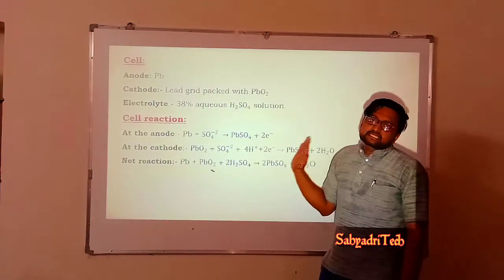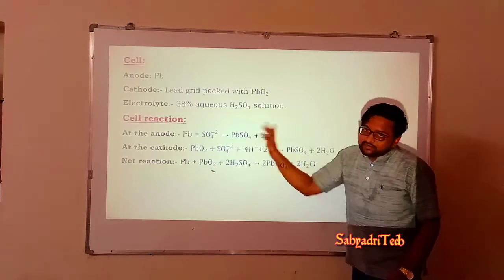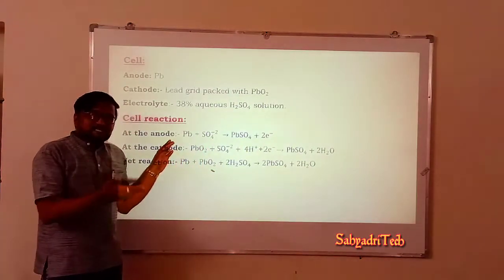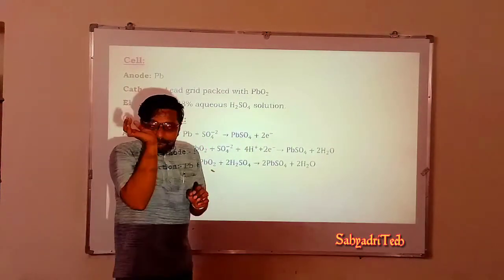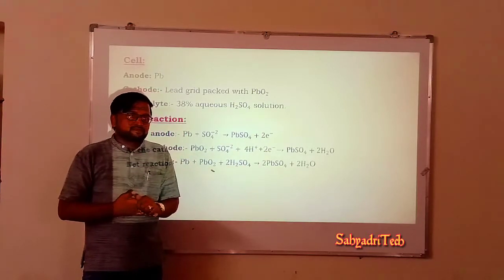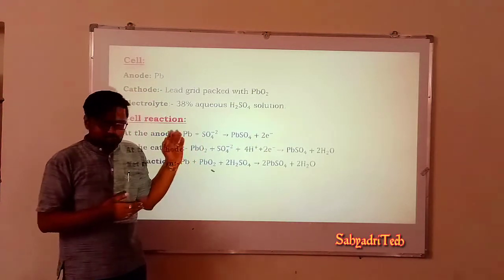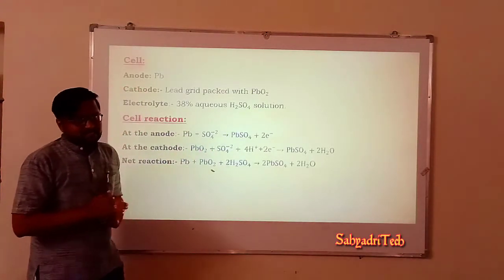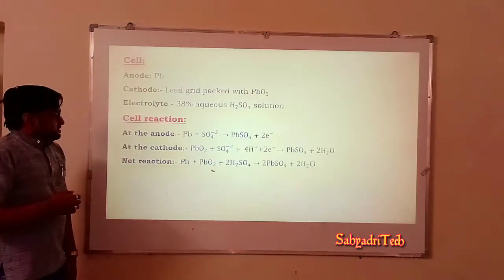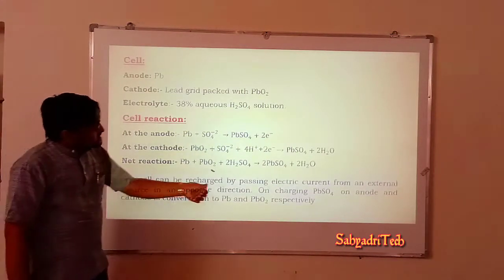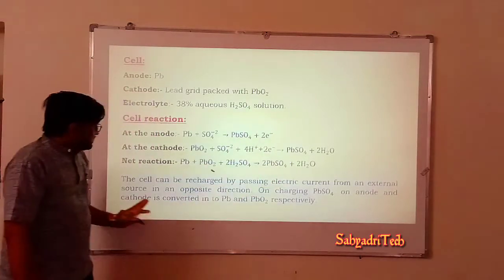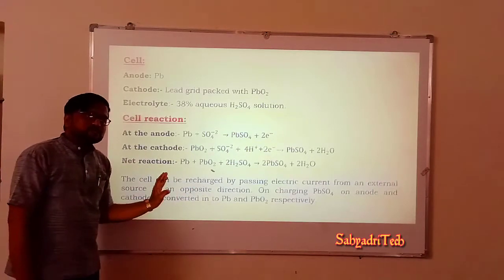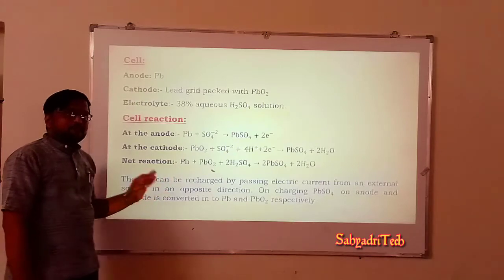It means by applying external opposite potential, it is possible to reverse the reaction. If we reverse the reaction, this recharging and discharging can be made in the form of cycles. So that the battery works for a longer time by recharging and discharging. Well, the cell can be recharged by passing electric current from an external source in the opposite direction. So what I said here, by applying external opposite potential, it is possible to recharge the batteries.